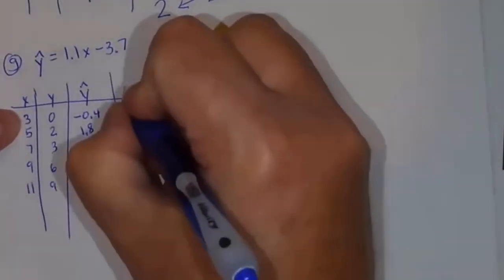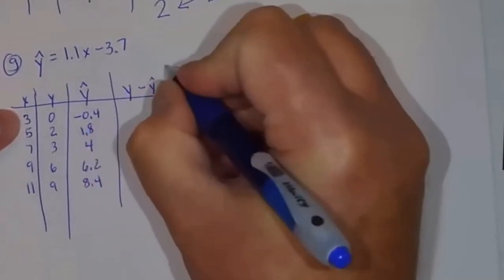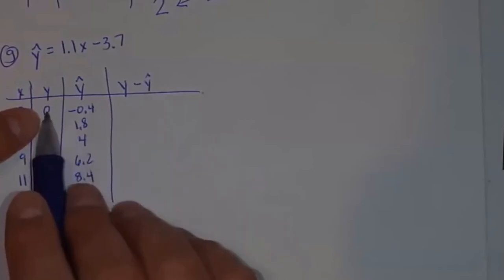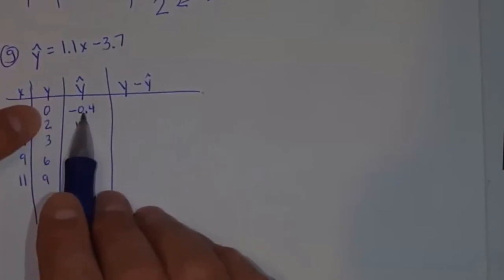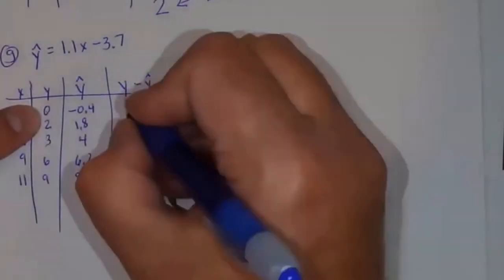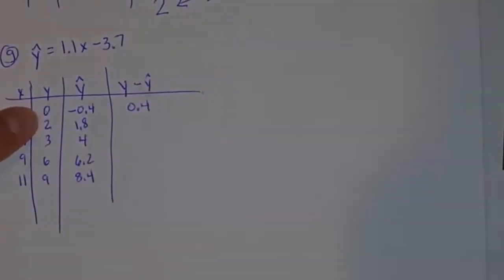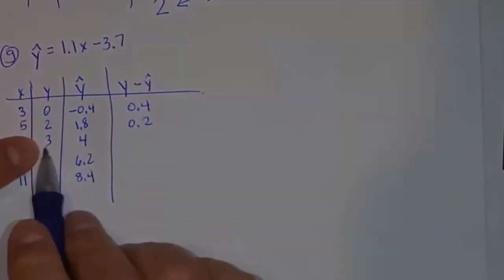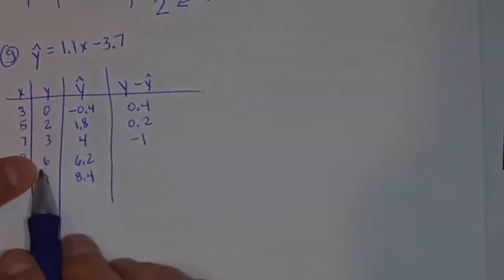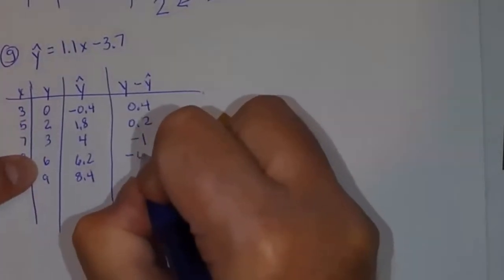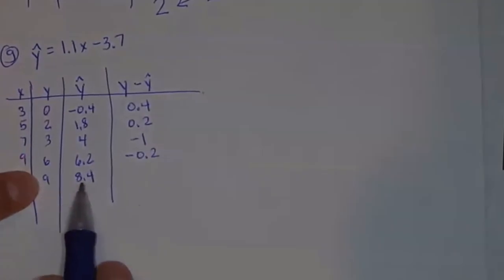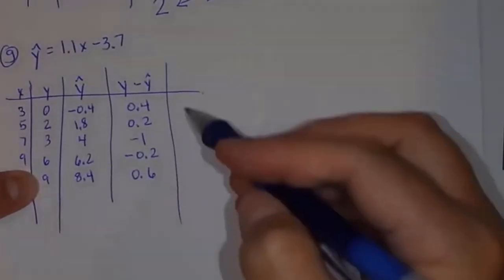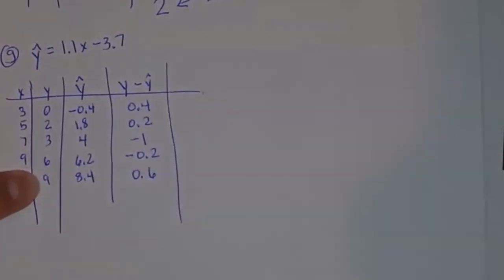But when I find the residuals, I'm going to take the observed minus the predicted. So I'm going to take 0 minus negative 0.4. 0 minus negative 0.4 is going to be positive 0.4. 2 minus 1.8 is 0.2. 3 minus 4, negative 1. 6 minus 6.2, negative 0.2. And 9 minus 8.4 will be 0.6. If we were to add up those residuals, it would add to 0.